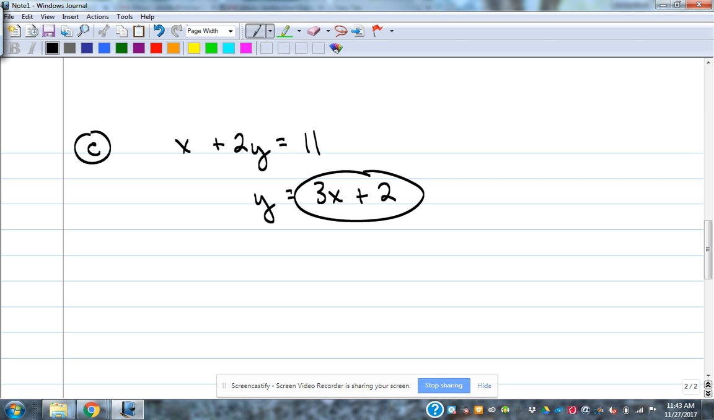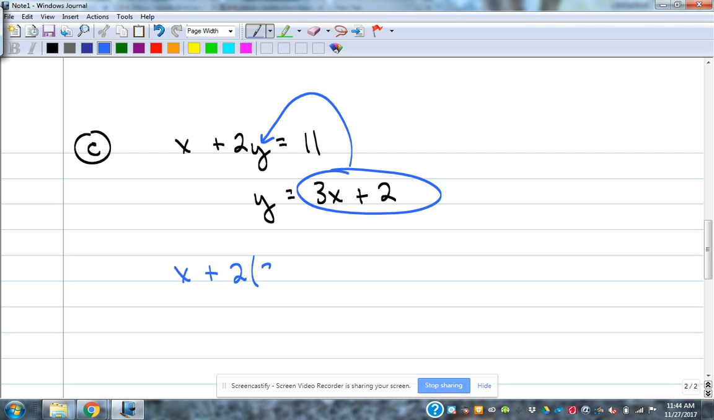So we're going to take that part, take that 3x plus 2, and we're going to substitute that in the place of what? y in the other problem. Because that's what it says, y is equal to that. So we can substitute that for y. Okay? So we have x plus 2 parentheses 3x plus 2 equals 11. And so we've taken 3x plus 2, that's what y was equal to, and we've replaced y in the other equation with that 3x plus 2.